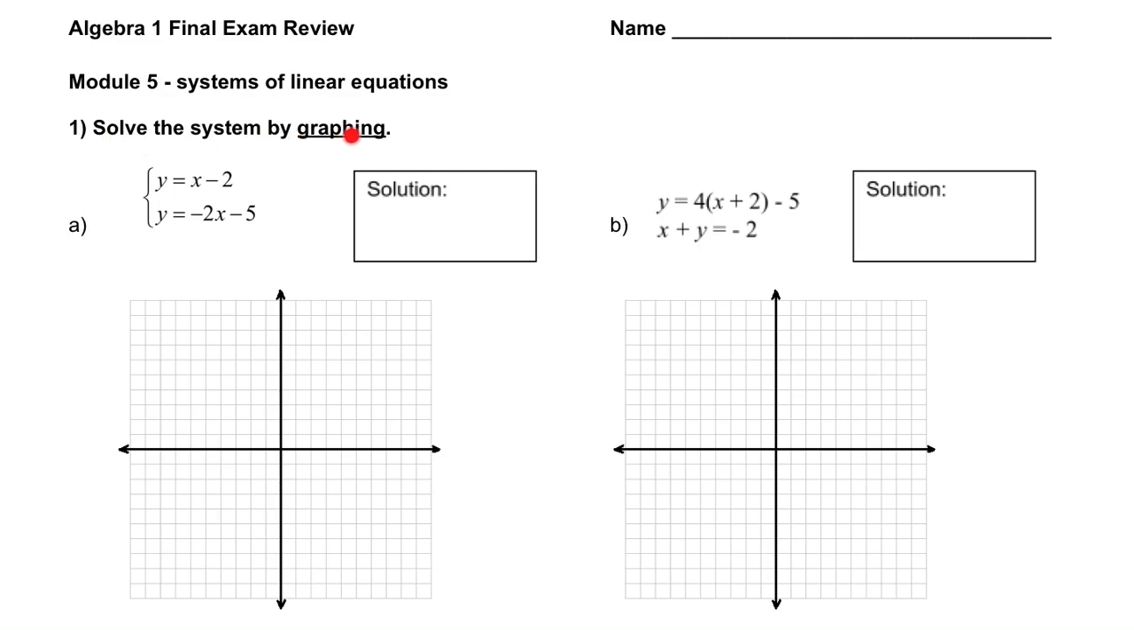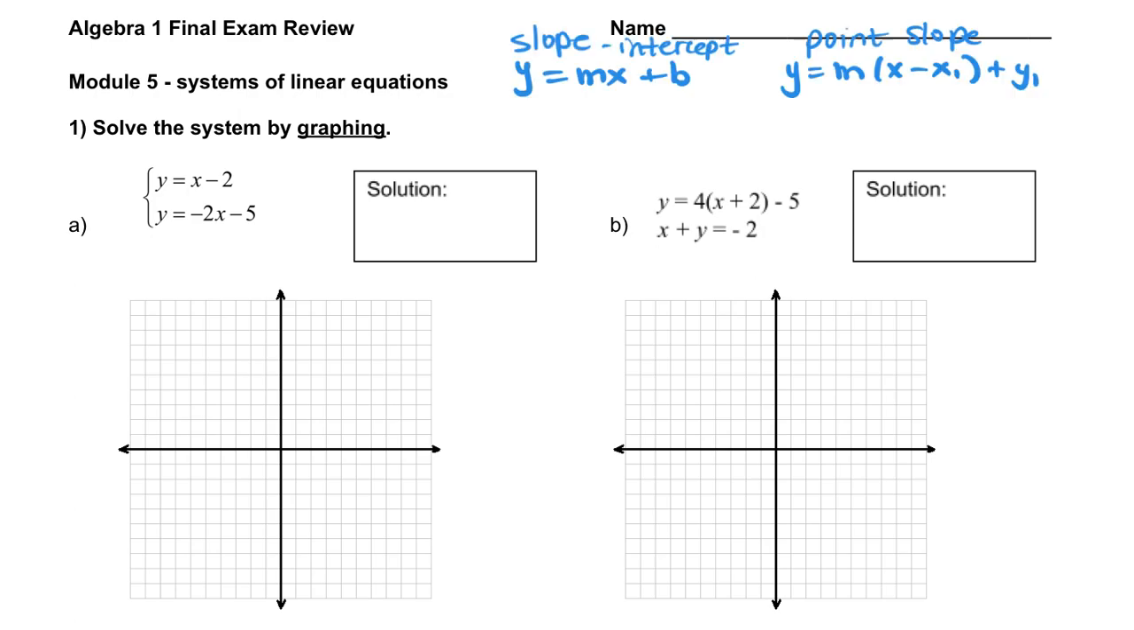To solve a system by graphing, we can be given an equation that's in slope-intercept form, like it is here, or we can be given in point-slope form or standard form. So let's talk about what we do with each of these forms. The two main things we're going to talk about is slope-intercept form and point-slope form.